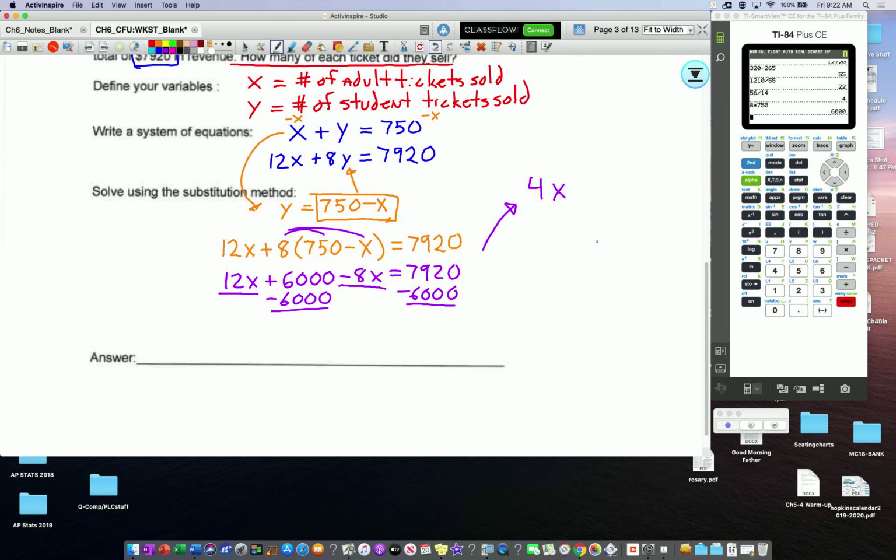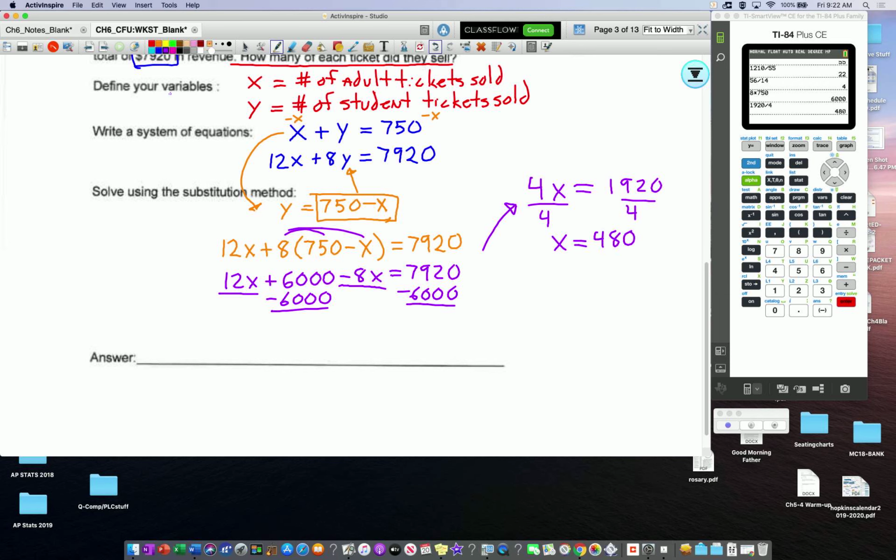Okay. So it equals, I can actually do this one straight down. 0 minus 0 is 0, 2 minus 0 is 2, 9 minus 0 is 9. Sorry, I misspoke. 2 minus 0 is actually 2. 7 minus 6 is 1, so 1,920. Divide both sides now by 4, and x equals 1920 divided by 4 means I sold 480 adult tickets.